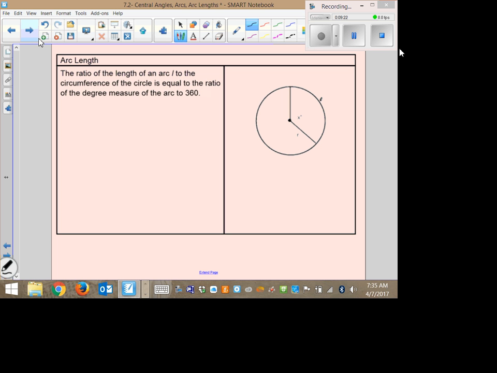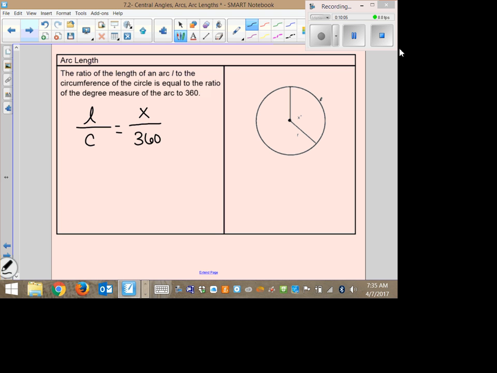All right, now let's quickly talk about arc length. So the ratio of the length of an arc to the circumference of the circle is equal to the ratio of the degree measure of the arc to 360. So let's say here we have our length L. That's saying that our length of an arc to the circumference is equal to the ratio of our central angle, our x, to the degree measure of the arc of 360. So we get our length over circumference equals our degree x over 360.